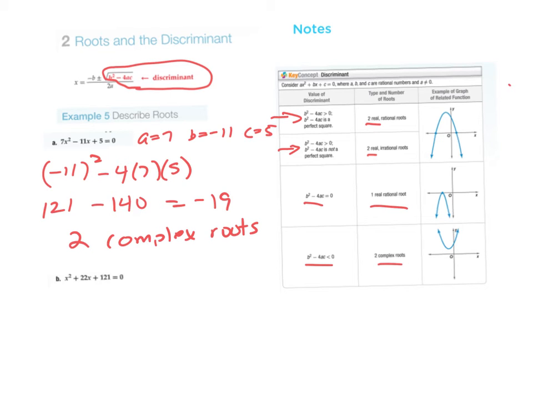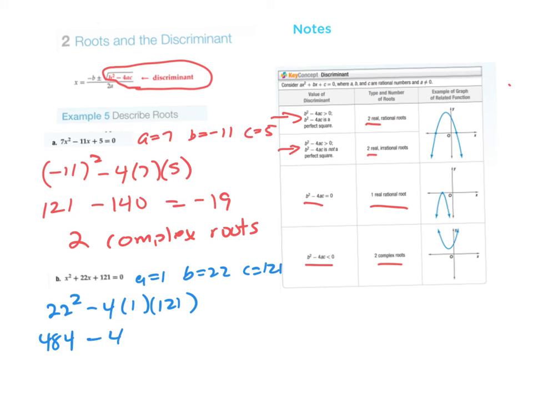So let's identify our A, B, and C. A is 1, B is 22, and C is 121. So now let's just do the discriminant part. So B, 22 squared, minus 4 times 1 times 121. And so we do the math. 22 squared is 484. And if we do 121 times 4, we get 484.